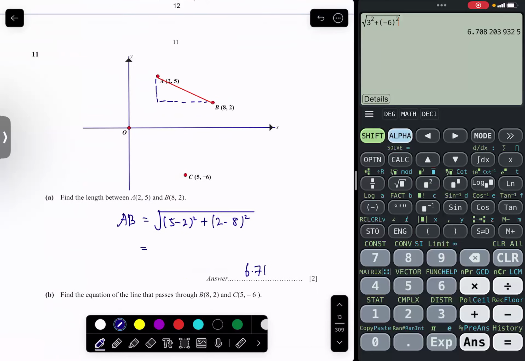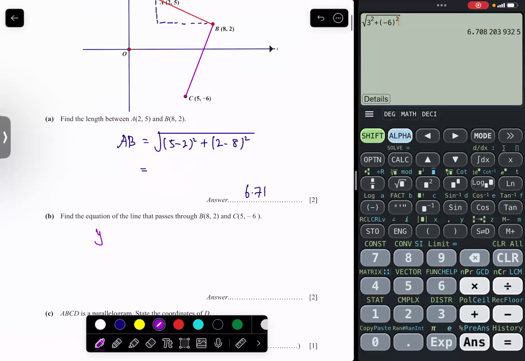Find the equation of the line that passes through B and C. Okay, B and C. Find the equation of the line. So they want us to find the equation of this line, right? So equation of a straight line is always going to be y equals mx plus c. So the gradient in this case would be 2 minus -6 over 8 minus 5, right? So it's 8 over 3. Okay, so that's the gradient. So y equals 8 over 3 x plus c.